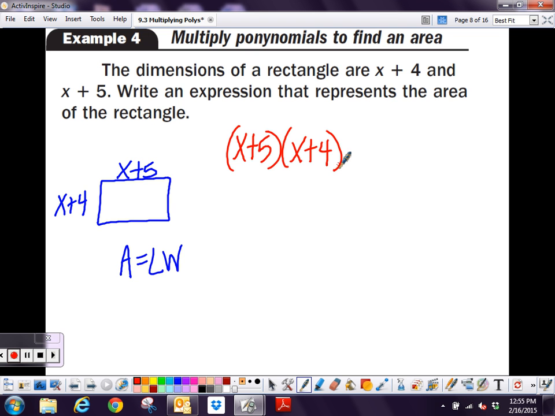And this just says to write an expression, so we can just leave it at that. If it wanted us to work it out, then we would now FOIL, but that's the expression.